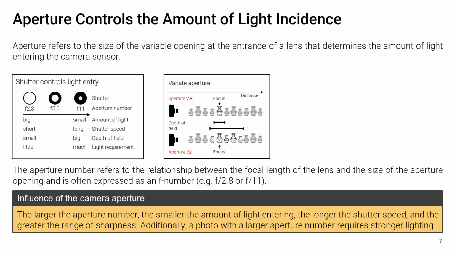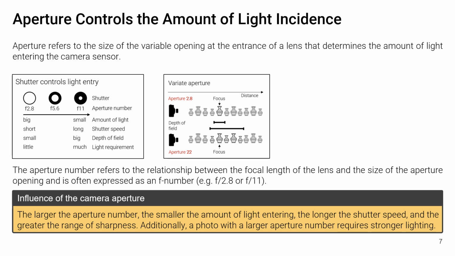The larger the aperture opening, the more light can enter the lens and land on the image sensor, resulting in a shallower range of sharpness. This means that the subject being focused on is sharp, while the background becomes blurred. This is particularly useful for portrait photography or emphasizing a specific subject.